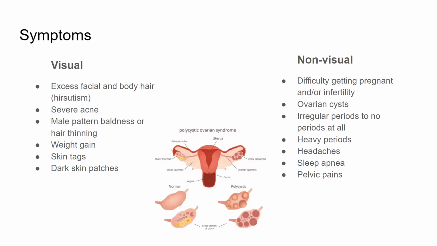Symptoms include visual symptoms such as excessive facial hair and body hair, severe acne, male pattern baldness or hair thinning, weight gain, skin tags, and dark skin patches, which are rare. And then the non-visual are difficulty getting pregnant and or infertility, ovarian cysts, which give it its name, irregular to no periods at all, especially heavy periods when they have them, headaches, sleep apnea, which is typically a side effect of weight gain, and then pelvic pains.